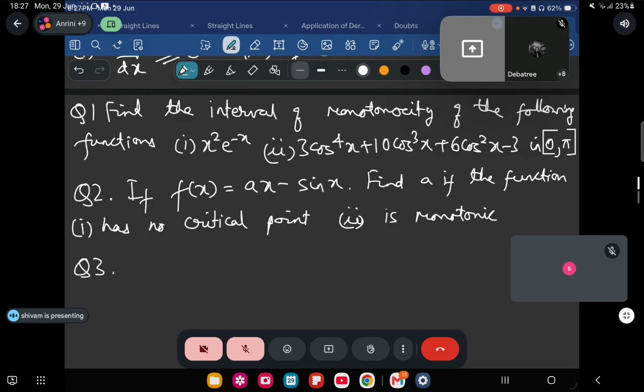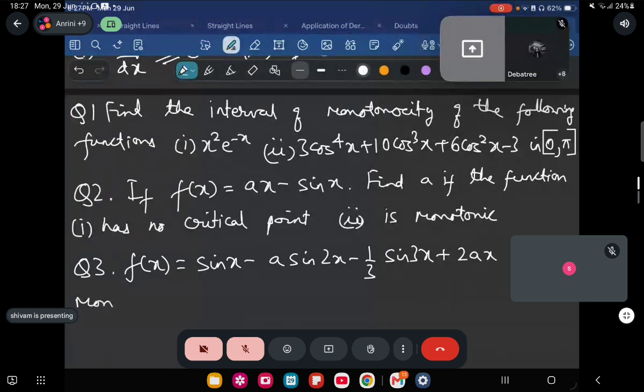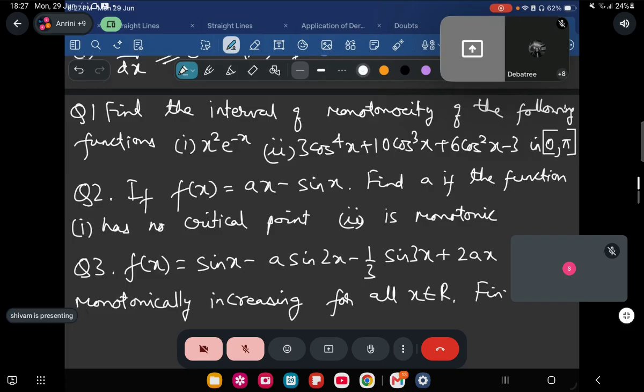Question number three. f of x equal to sin x minus a sine 2x minus 1 by 3 into sine 3x plus 2ax is monotonically increasing for all x belongs to real. Find a. Solve, everyone.